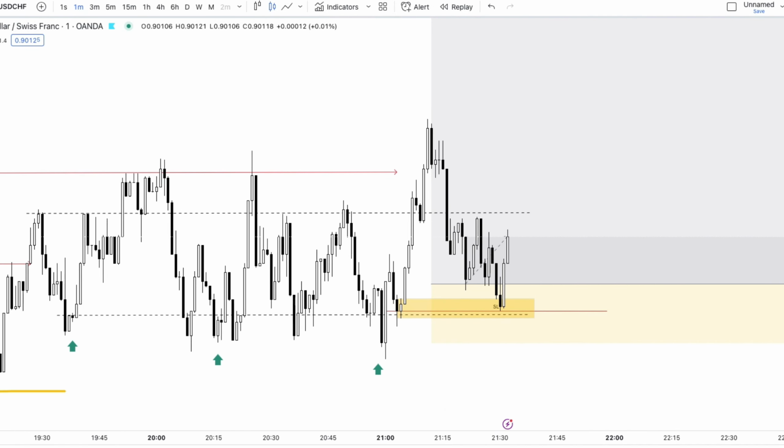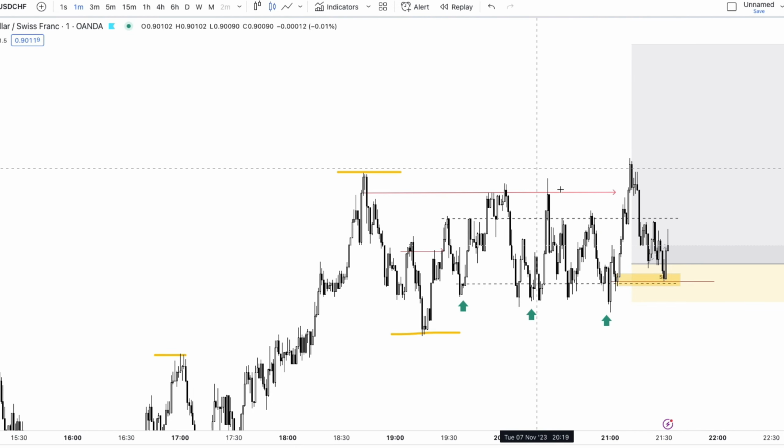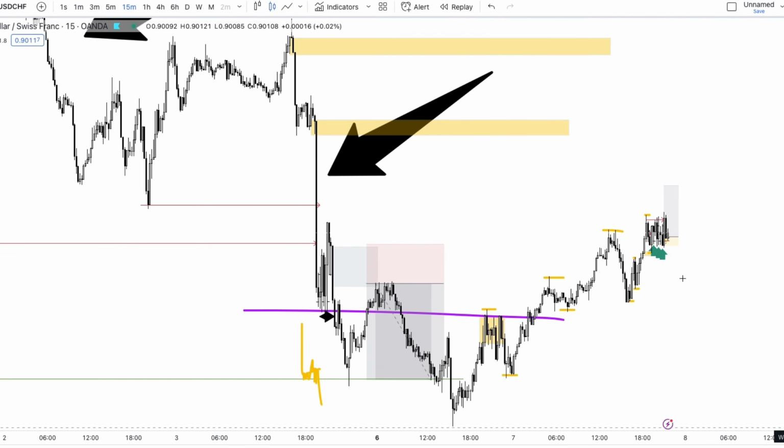I never really do this, so I wanted to make a video about this. And my target is above here. I'm actually going to sell this. I'm actually looking to sell this pair here in the future soon. But the reason I entered here was because I saw a Wyckoff schematic.